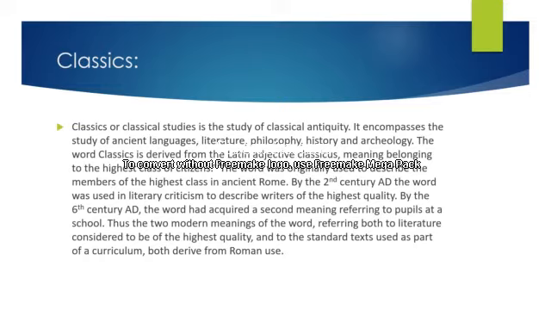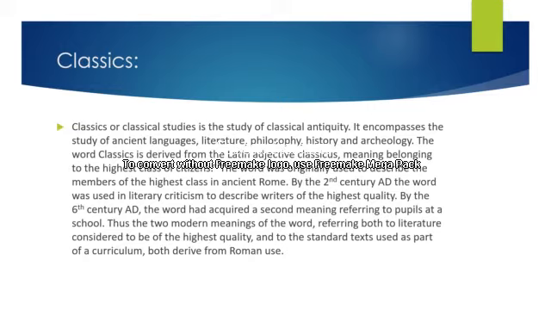By the 2nd century AD, the word was used in literary criticism to describe writers of the highest quality. That means the term classics is always associated with a higher level, the highest quality, or high class.